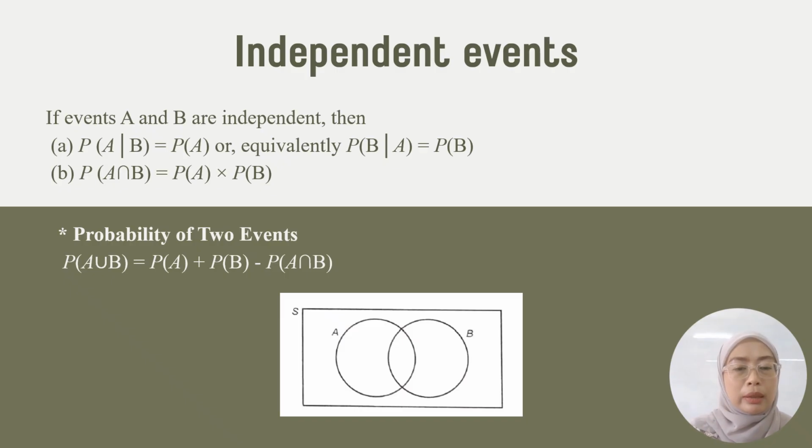Now we look at the Venn diagram below. The probability of two events states that the probability of A union B equals the probability of A plus the probability of B minus the probability of A intersection B. This formula you must remember, because this is the most important formula that you can use to solve problems regarding events.